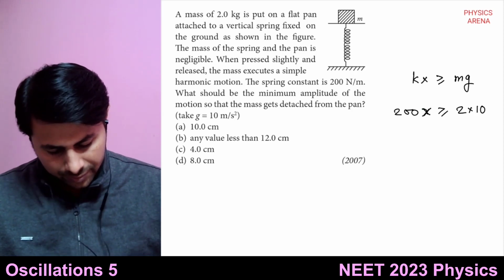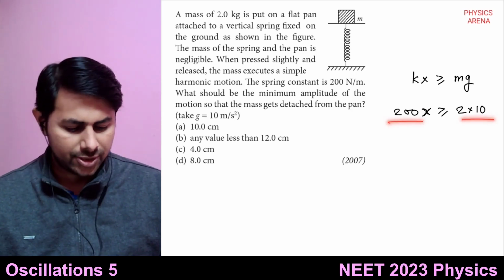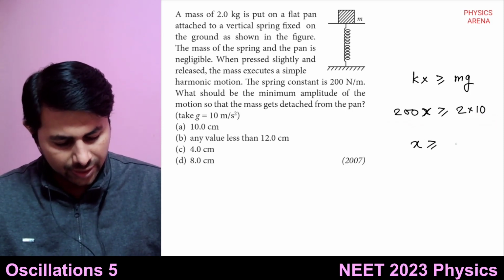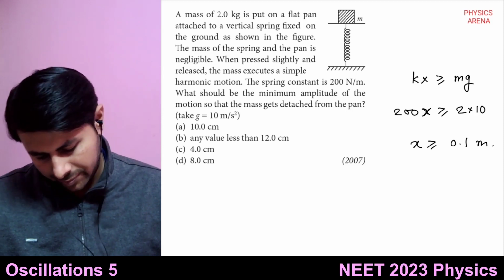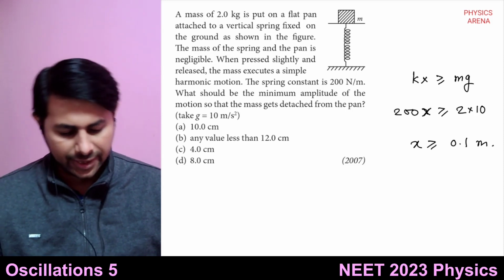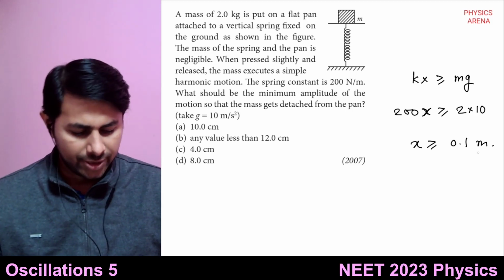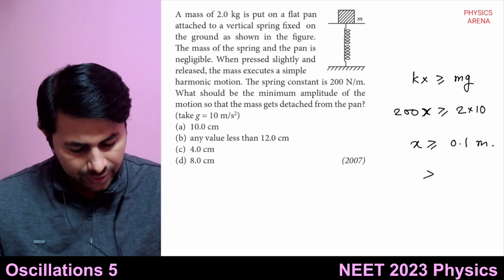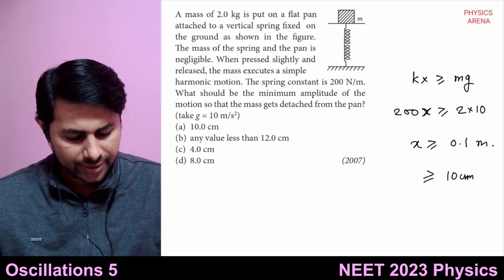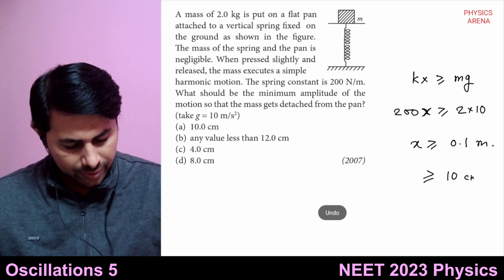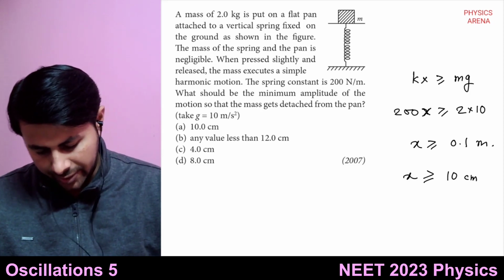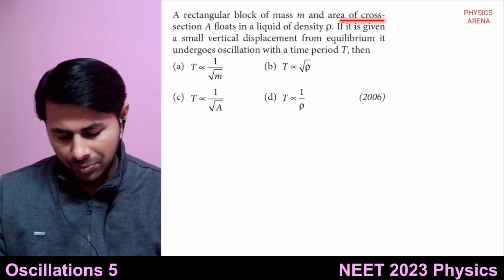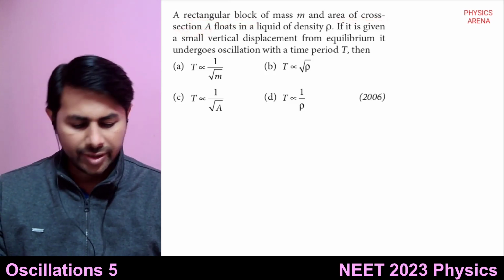So take 200 on the other side. It's 20 upon 200, which is 0.1. So x is greater than or equal to 0.1 meter. Options are in centimeters, so you can convert this: 0.1 multiplied by 100 centimeters, so it is greater than or equal to 10 centimeters. Right? Option A.